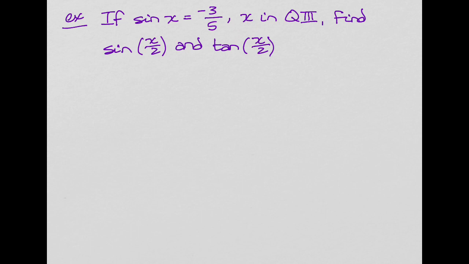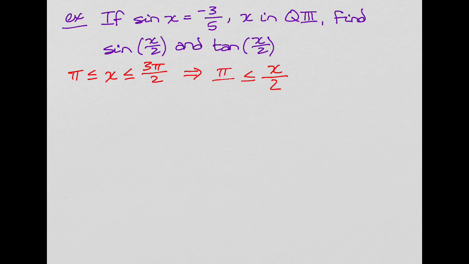What I really need to know is where x over 2 is. Where's the terminal side of the angle x over 2? But we can figure that out. If x is in quadrant 3, that means it's between pi and 3 pi over 2. That's nice, but what I really need to know is where is x over 2? Well, I'm going to divide x by 2. And if I divide everybody else by 2, that inequality is preserved. We're allowed to do that, divide all the parts of the inequality by 2.